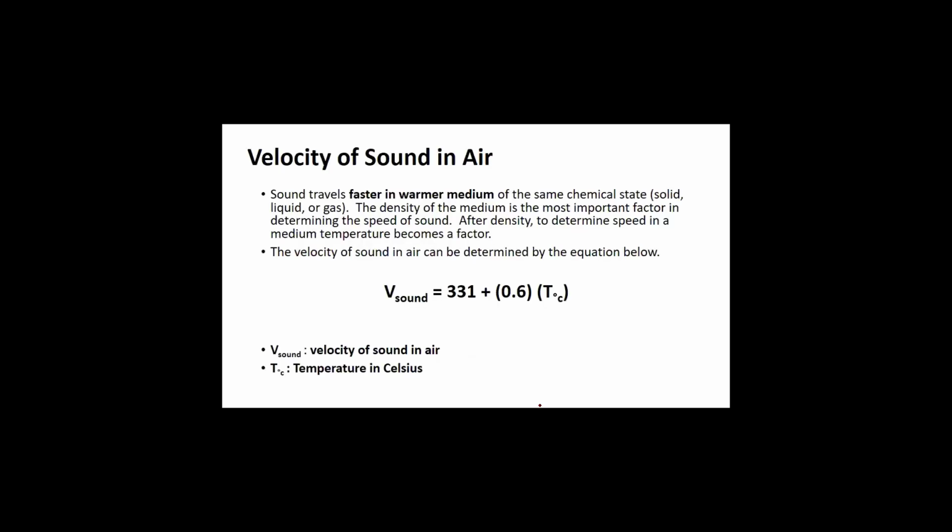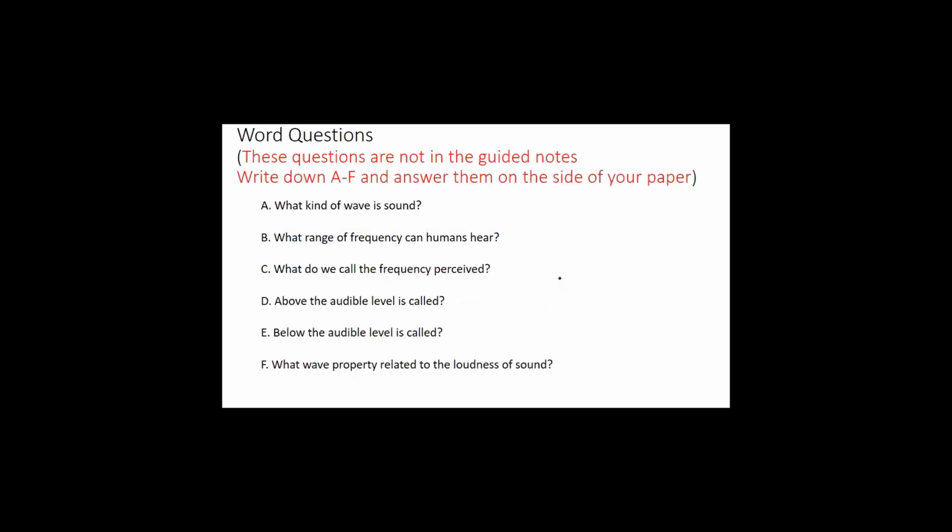So here's our equation. We're going to finish off with a couple more questions. Give me your attention up here, and then you're going to finish off the class on your own. Here's the equation that I've told you before. If you know the temperature in Celsius, you multiply it by 0.6 and add 331 to it, and you have the velocity of sound.